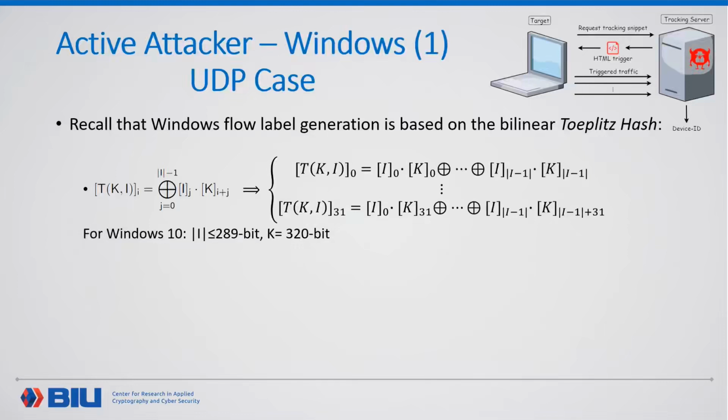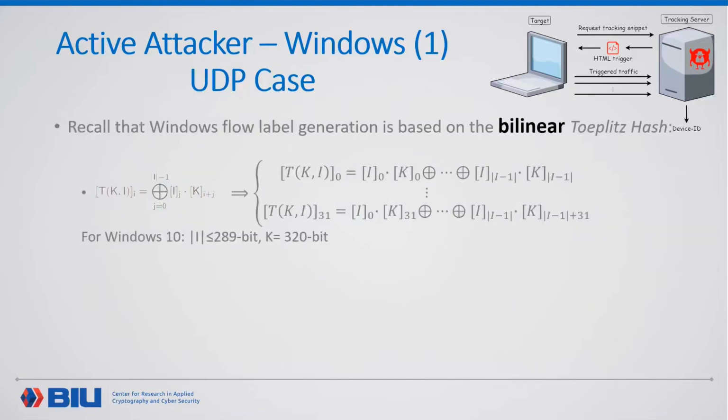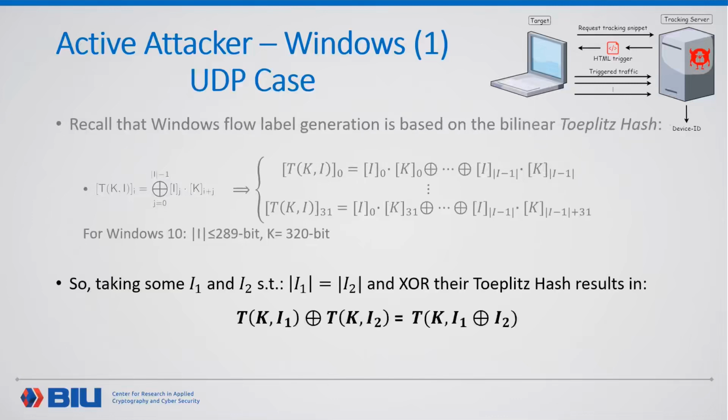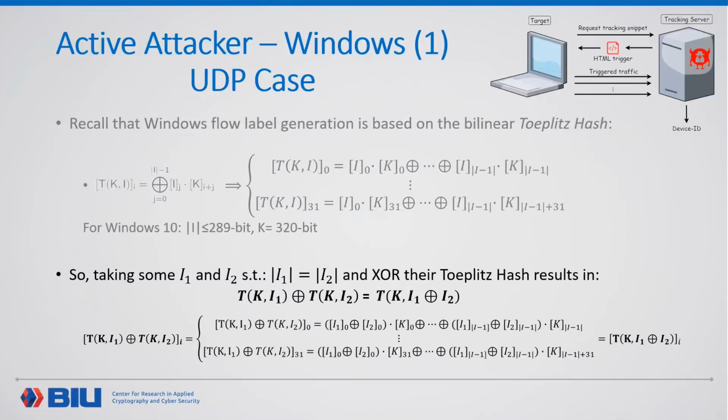Recall that the flow label generation is based on the bilinear Toeplitz hash, which is defined as follows. Because it's bilinear, taking some two equal size inputs gives us the following result. The XOR of Toeplitz hashes of two equal size inputs is the same as the Toeplitz hash on the XOR of the inputs. Here we can see that it holds due to the linearity of the Toeplitz hash.